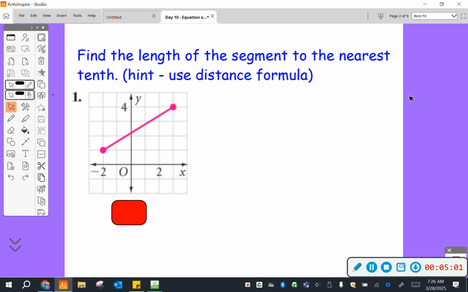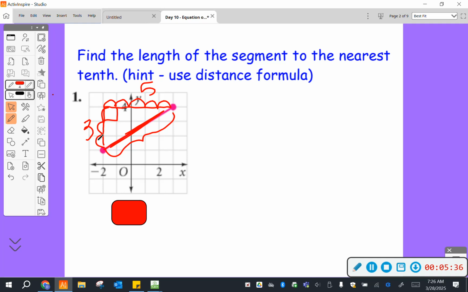This question says, find the length of the segment to the nearest tenth. If I wanted to find the distance from here to here, how would I do that? You could do rise over run and then make a right triangle. Do you agree I could make a right triangle? Count 1, 2, 3, 1, 2, 3, 4, 5. And then I could do Pythagorean theorem to figure out this one right here. So I love that you said that.